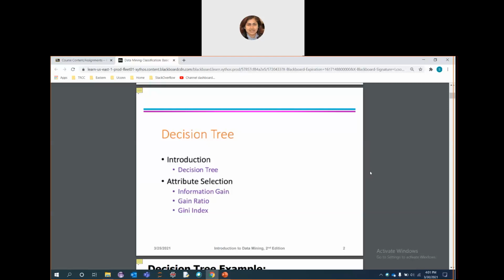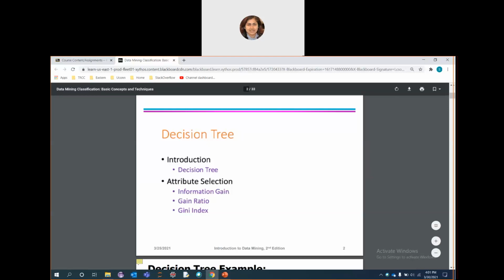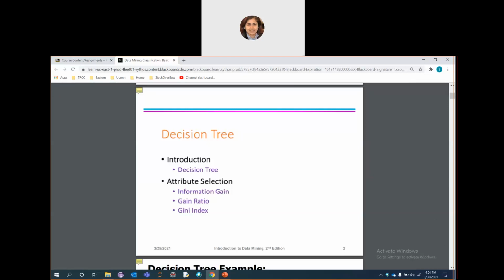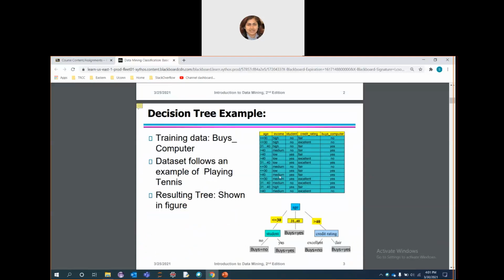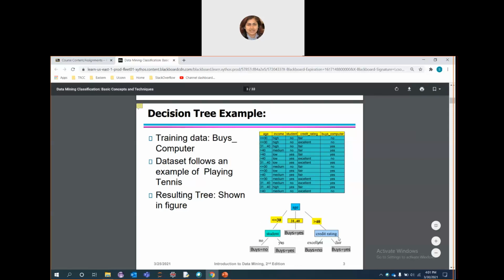And an instance is classified by starting at the root node of the tree. So this is the basic concept of the decision tree. Here is an example of a data set showing how the decision tree could be formed and how you can classify the data set based on various criteria, and different criteria are the student's age based on the column, that is student age, if it's less than or equal to 30, within 31 to 40, or greater than 40.